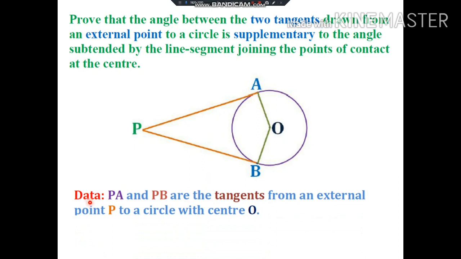Yes, dear children, write the data. PA and PB are tangents drawn from an external point P to a circle with center O. What do you have to prove, children? You have to prove angle APB plus angle AOB is equal to 180 degrees. Supplementary angle means 180 degrees. We have to prove this, children.